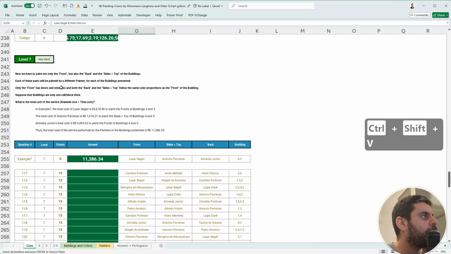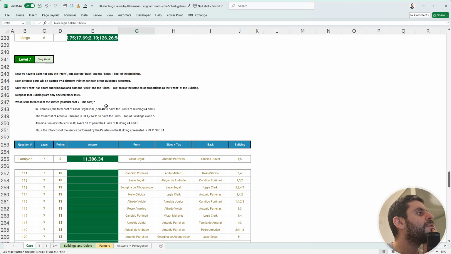Now we have to paint not only the front but also back and sides. Each of these parts will be painted by a different painter for each of the buildings presented. All the front has doors and windows, and both the back and sides follow the same color proportions as the front of the building. Suppose that buildings are only one cell block thick. The total cost is the service, material cost, and time cost.